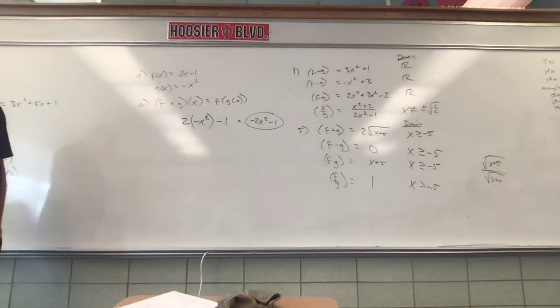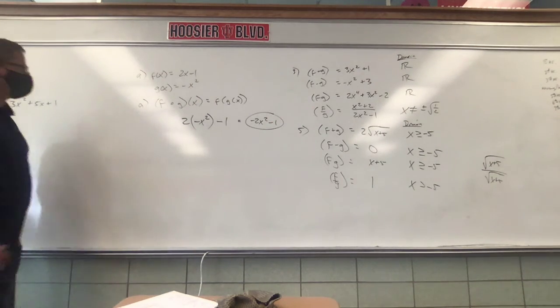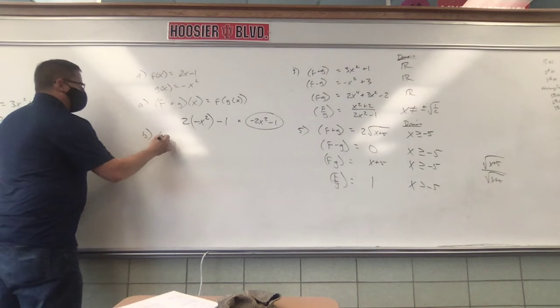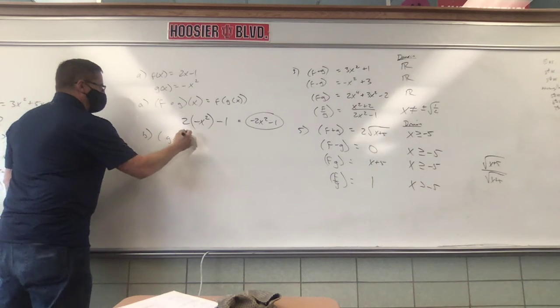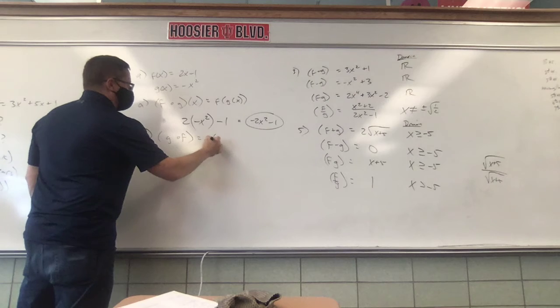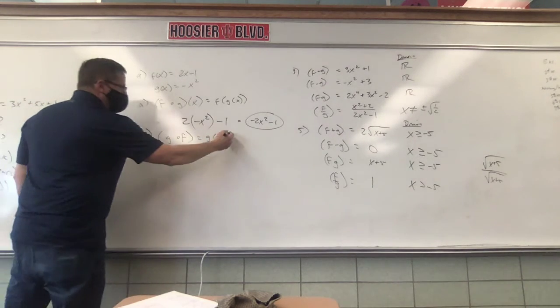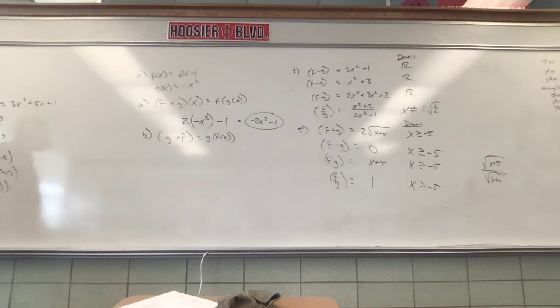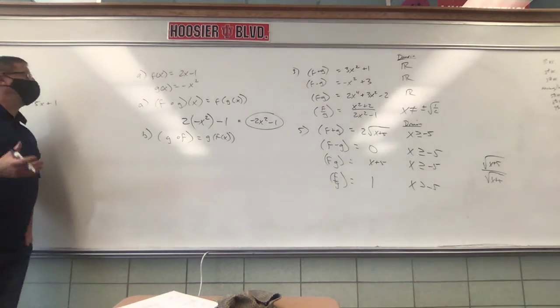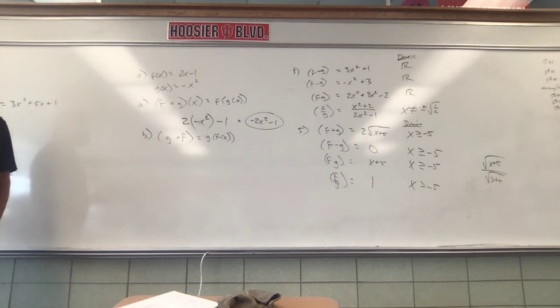Now they ask you to do g of f of x. So g follows f of x. That's the same as g of f of x. So what's this telling you to do? Put what function into what function? Into the g. Right. So you're going to put f of x, and what is f of x? 2x minus 1. So put that into the g function. Into what on the g function? The x's. There's only one.